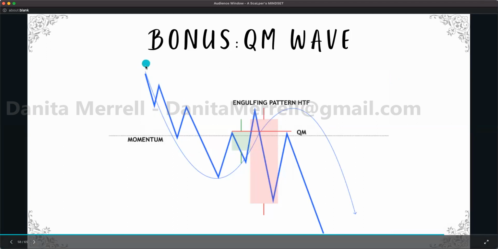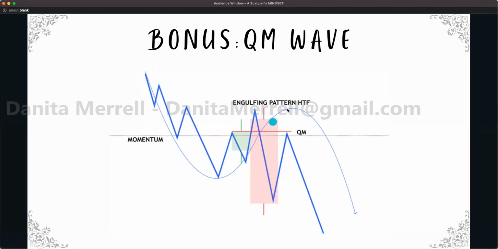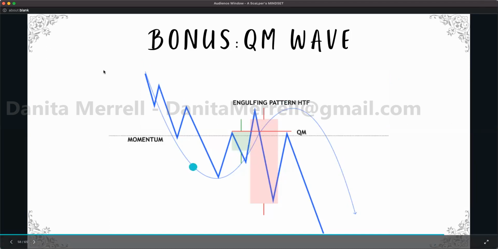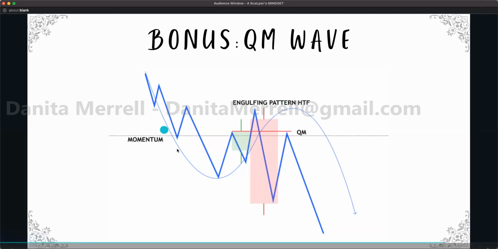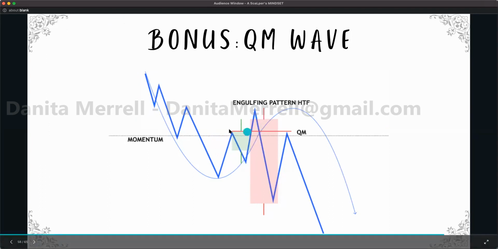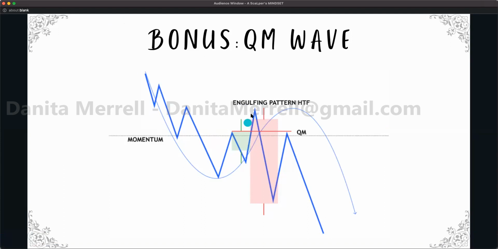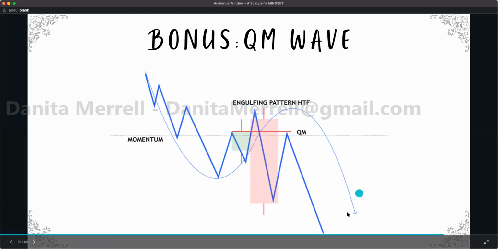Okay, so when you're looking at this particular setup, you have to think in waves, right? So market is moving down, and then what you're going to see is a blip, right? So as the trend is moving, you're going to see a blip, and then this is going to lock in these trades, right? You're going to have an engulfing pattern. So all these traders that tried to go long, they just get trapped, okay? And then the wave continues downwards.